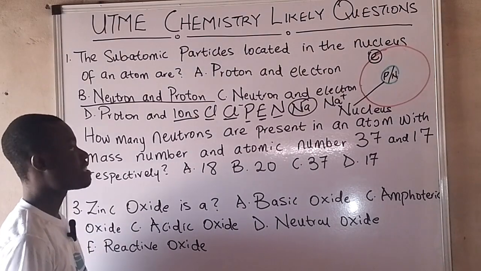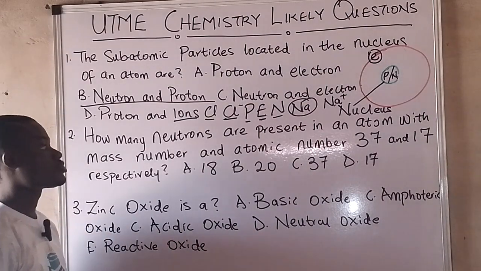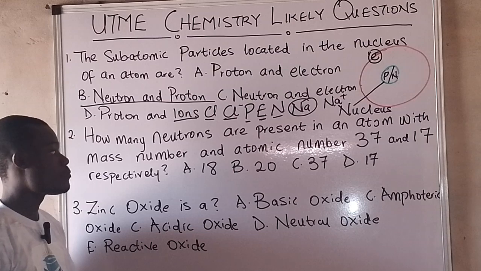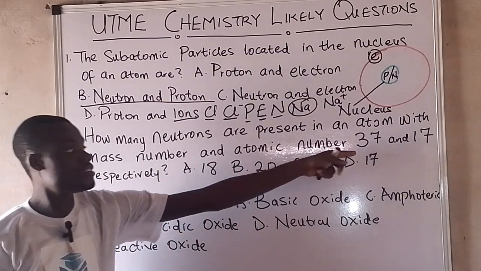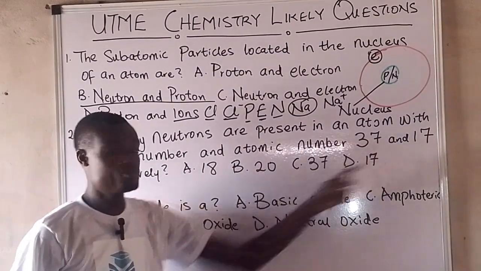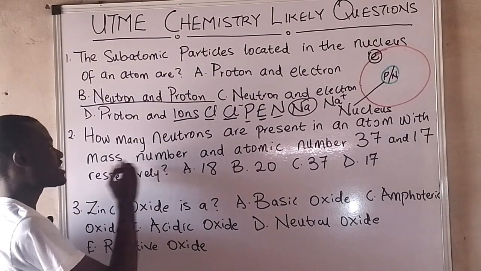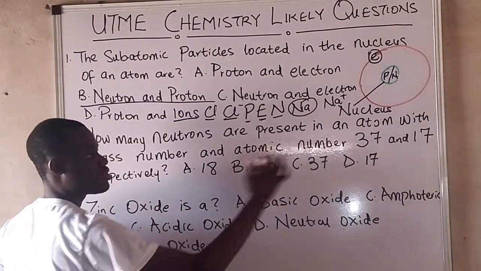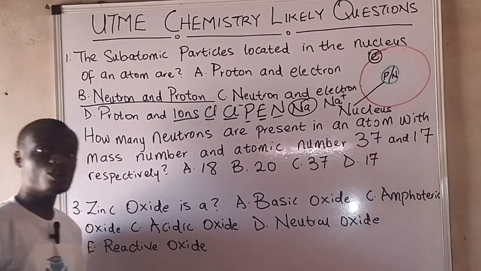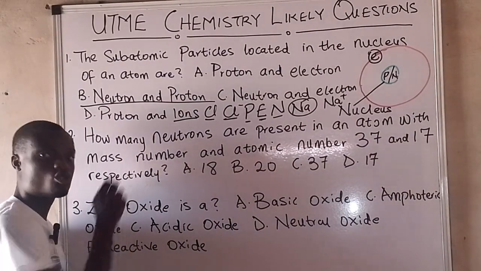So moving on, our second question says, how many neutrons are present in an atom with a mass number of 37 and then the atomic number of 17, respectively? Remember, the word here says respectively. So in this particular question, the mass number is 37 and the atomic number is 17. So we are going to ask ourselves, what is mass number?